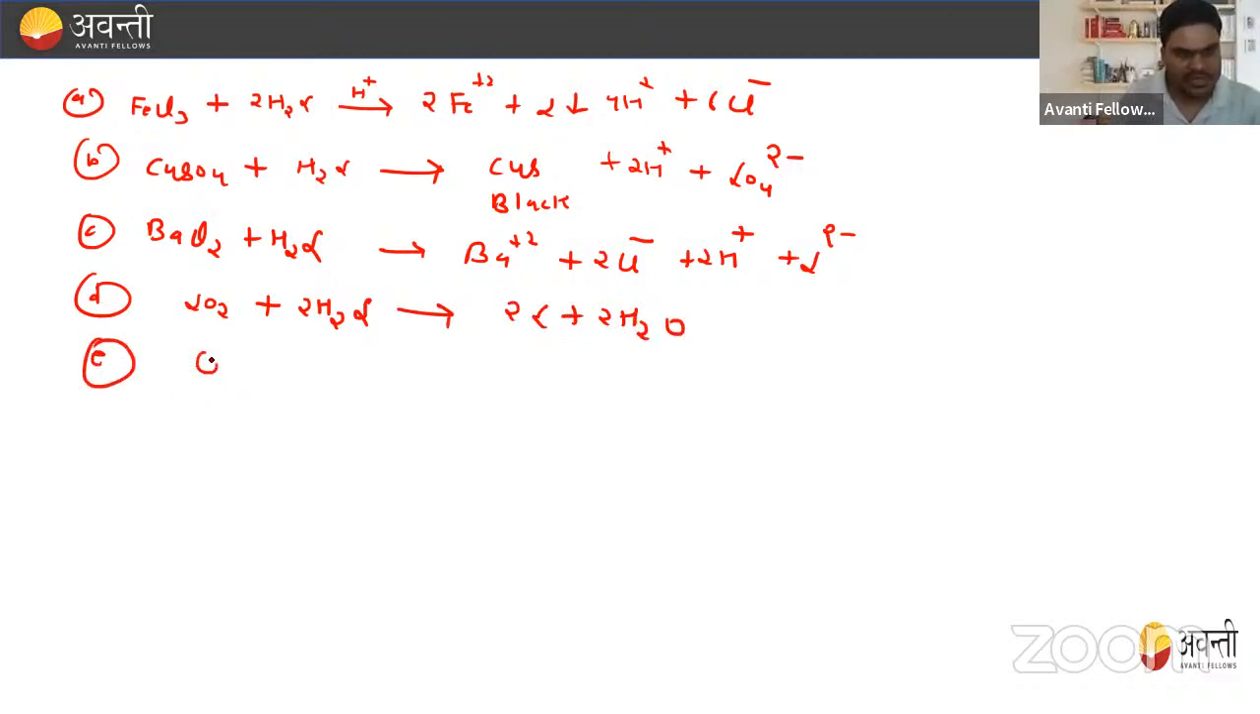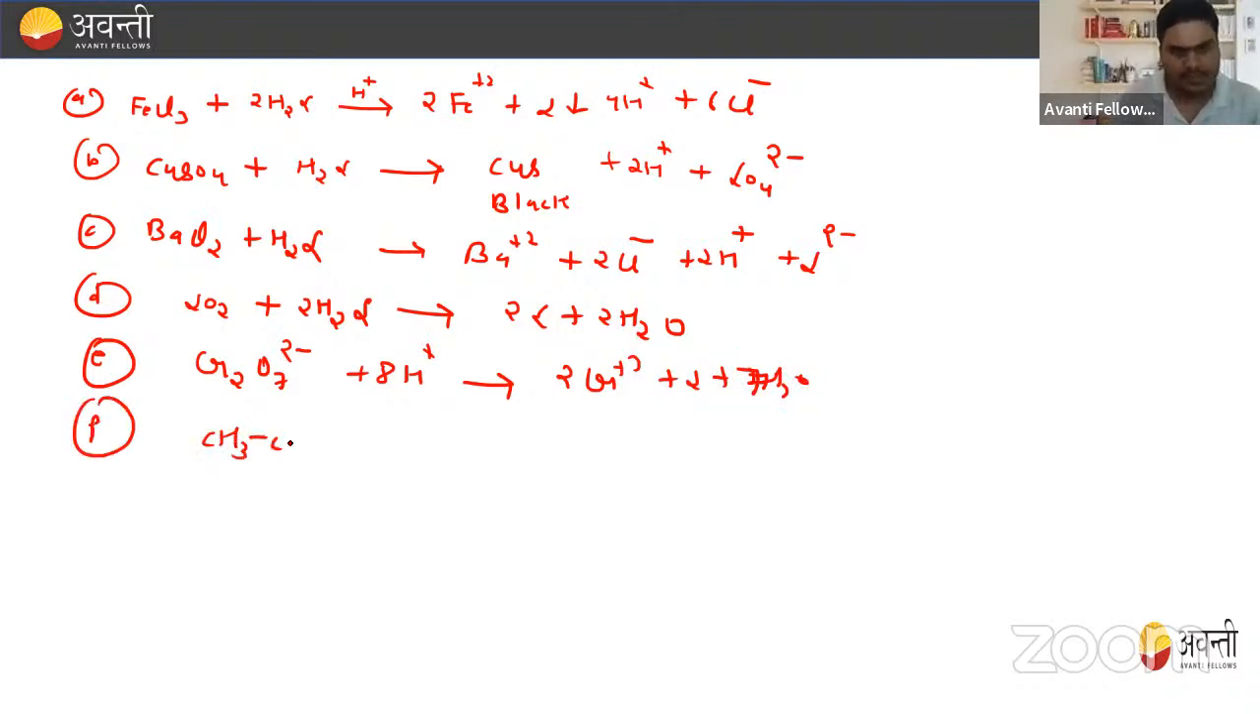Similarly, in case of E, that is Cr2O7 2-, when treated with H2S in acidic medium, it will convert into 2Cr3+ plus S plus 7H2O, right? And similarly, when CH3COONa is treated with H2S, it will also convert into 2CH3COOH plus 2Na, right.